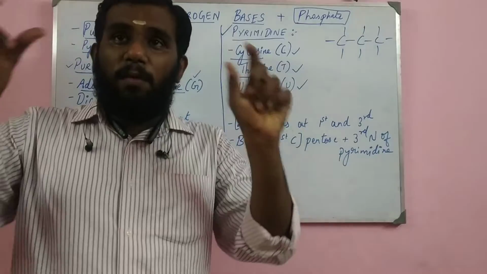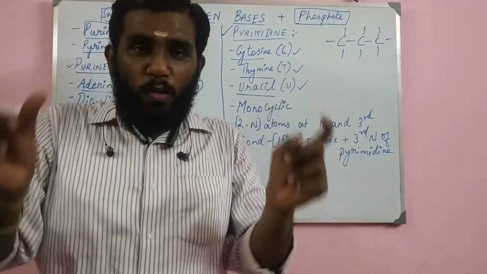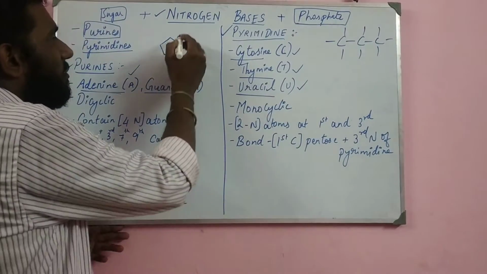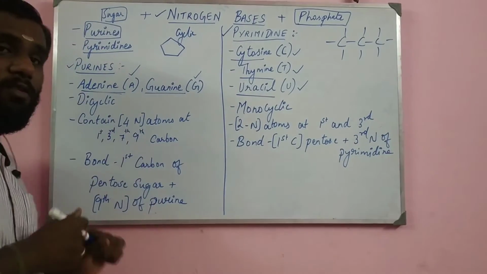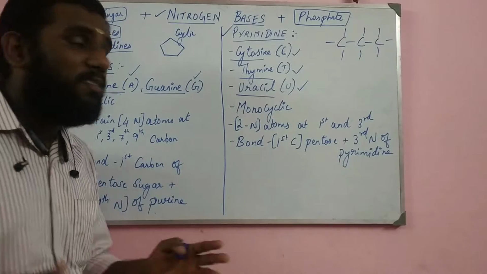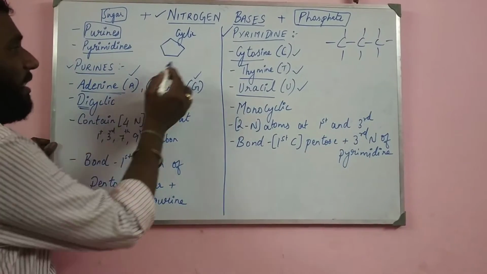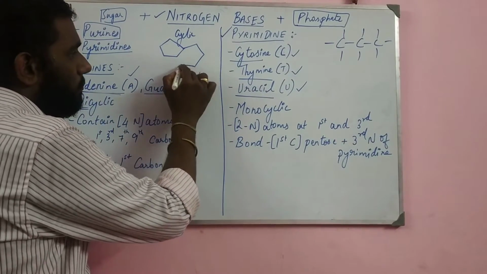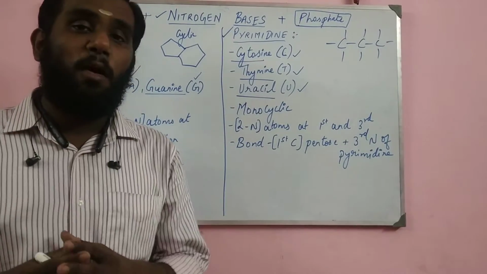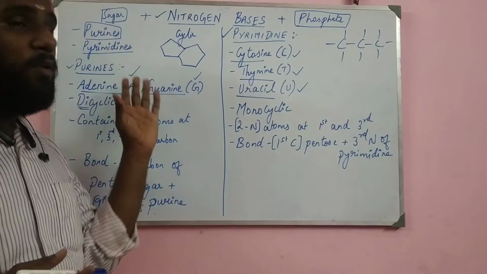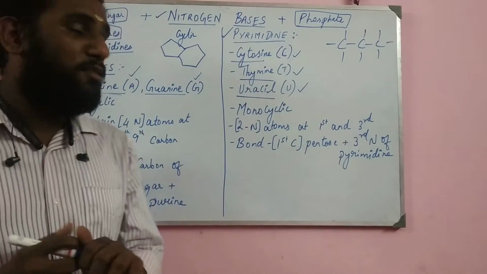When you put them in the form of a ring, a closed circle, this is called a cyclic structure. Now these purines are basically cyclic structures. They are not just cyclic, they are dicyclic, which means if I add one more cyclic compound to it, it becomes a dicyclic compound. So these purines are basically dicyclic structures.